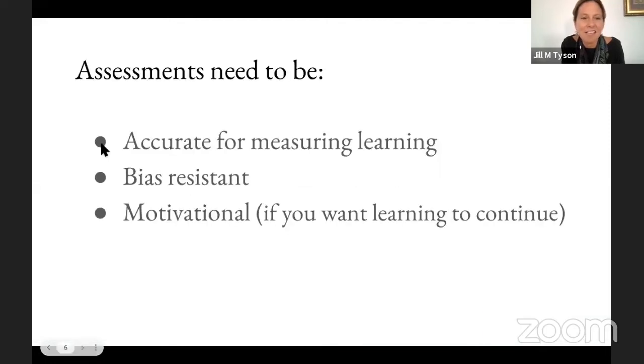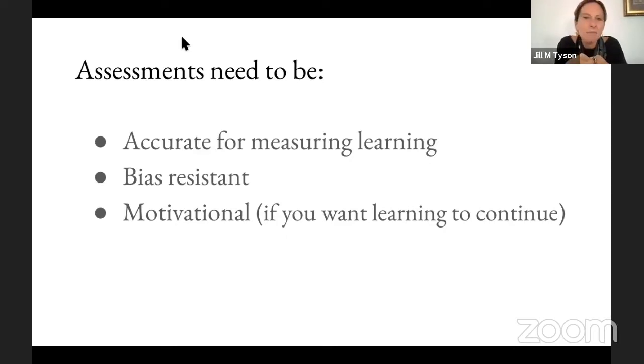But the most important things are that our assessments are accurate for measuring the learning. We want to make sure that what we're testing matches up with what we taught. So it needs to be accurate. You can't ask your students to spell the planet names in English if you haven't taught them how to spell the planet names. You have to match the assessment with what you want to measure for learning.